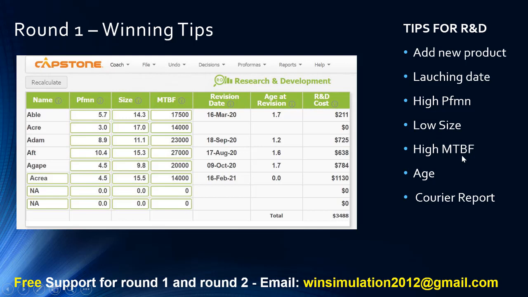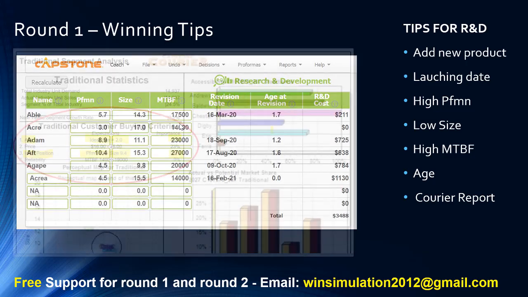It means the product can last a longer time, and the age of the product is important, depending on each segment. For example, low end requires high stability of the product, so the age should be high. But for the other products, the newer the better, right? So we need to check the Capstone report every round. That's the first tip, but a very important tip for playing Capstone: the R&D decision.